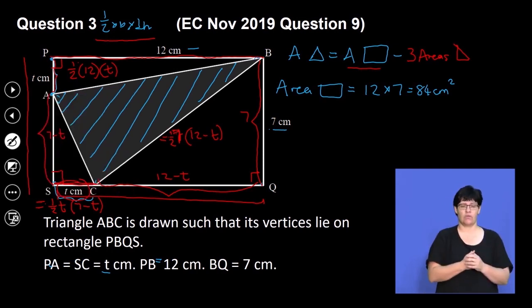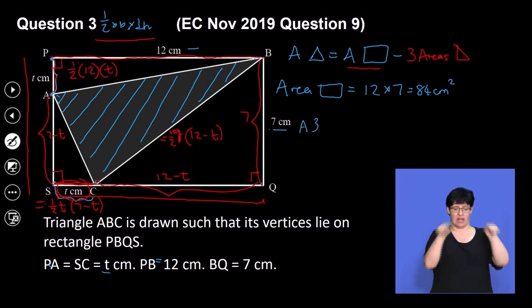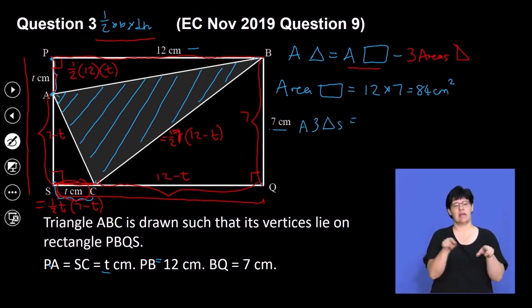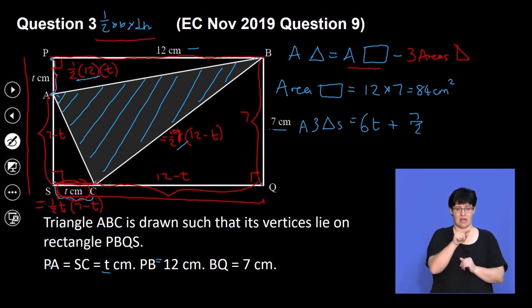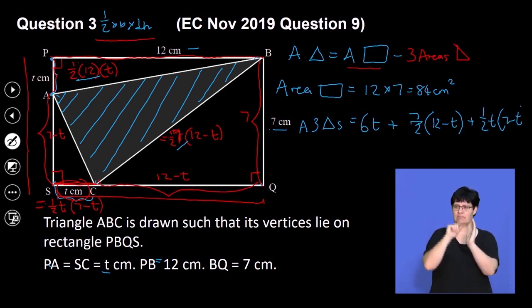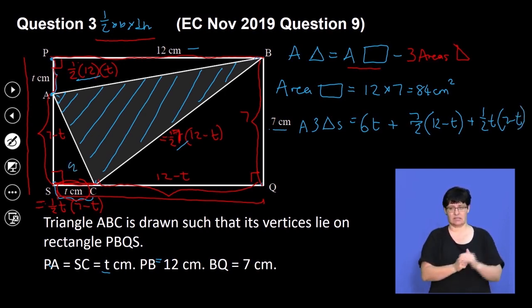Okay, so let's find the area of the three triangles. So that is equal to, okay, the half times 12 times t is just 6t. And then I've got plus 7 over 2, that's this over here, the half times 7 is 7 over 2, into 12 minus t. And plus the half t into 7 minus t, which is this triangle over here. So we now have the sum of the areas of the three smaller triangles, the red triangles.